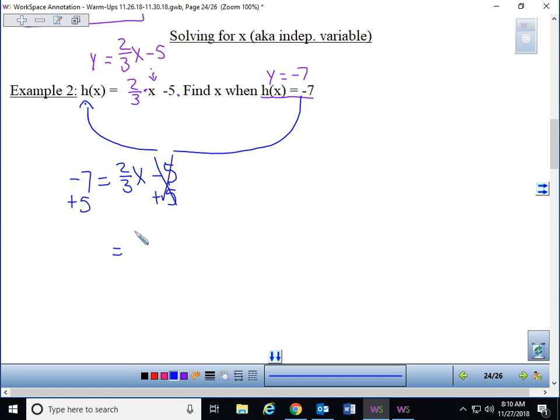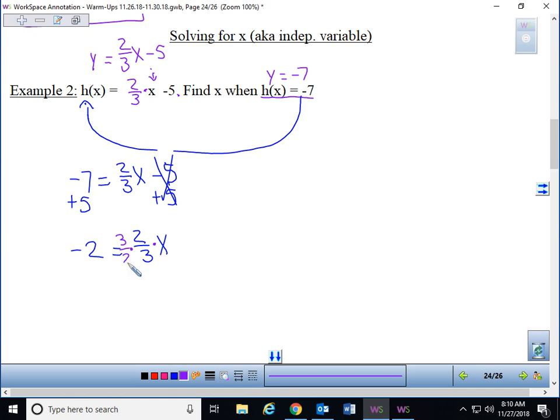This gives me 2/3 x equals negative 7 plus 5. Well, I have more negative than positive, so my answer is negative here, and this gives me a negative 2. Then from here, we have to undo the secret operation of multiplication. Remember, the trick is to multiply by the reciprocal, which means upside down fraction.